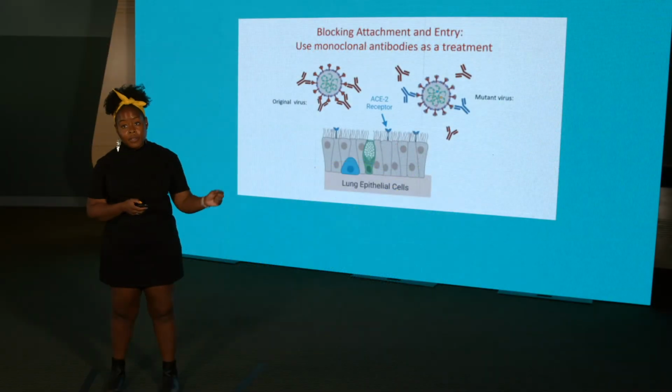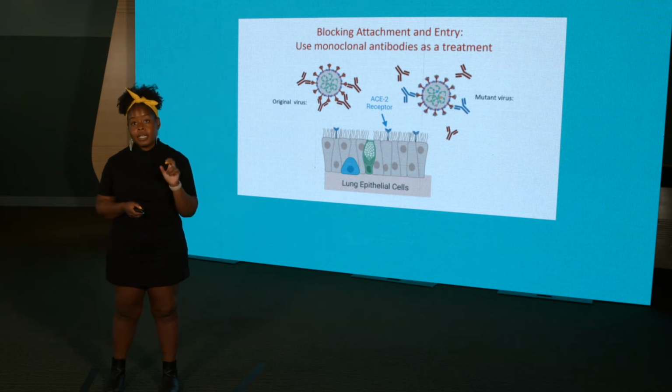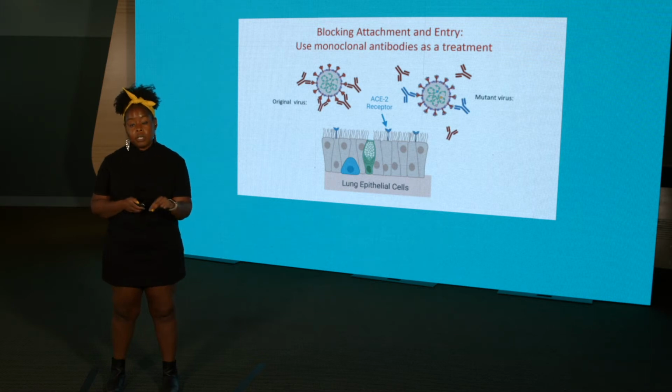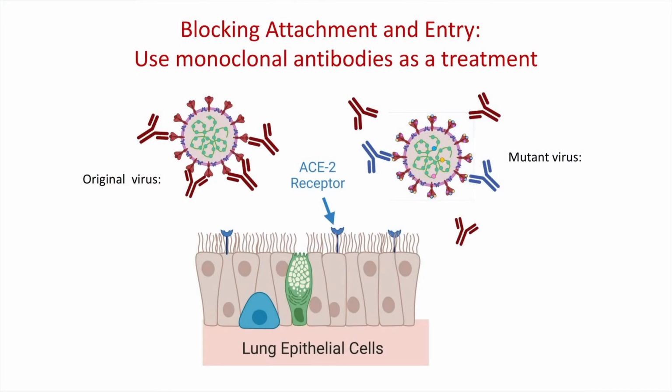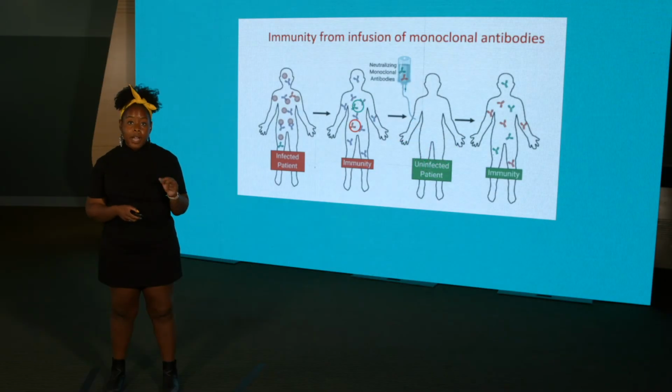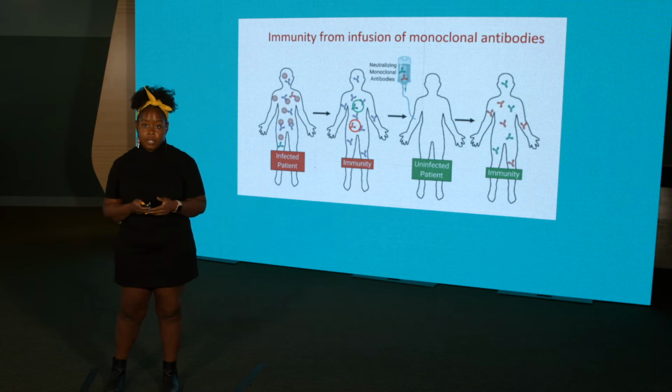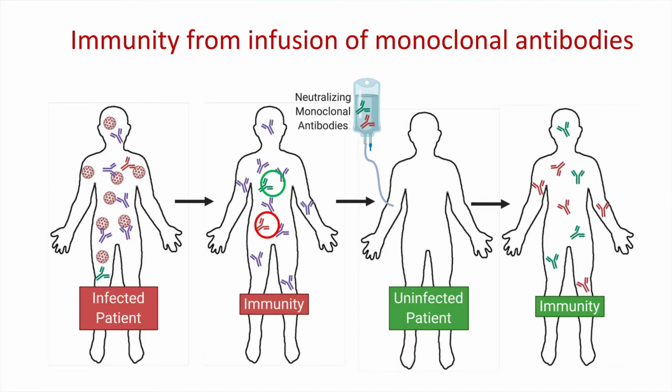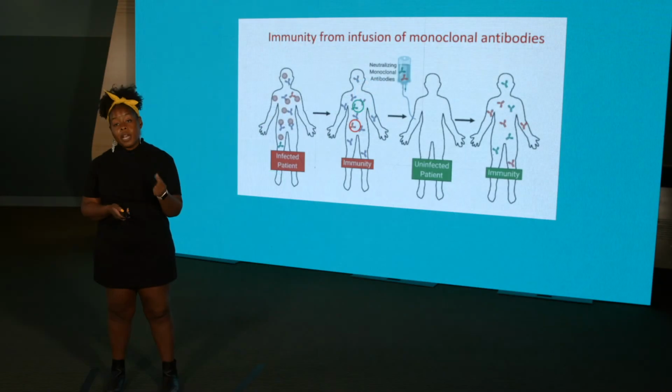So how might you block attachment and entry? Well, as we talked about in the previous lecture, the body generates antibodies against the spike protein that can then prevent the interaction between the spike protein and the ACE2 receptor and prevent the virus from even entering the cells to begin with. And so this sort of treatment is called monoclonal antibodies. And we can take antibodies that are generated against the spike protein and then give them to patients in order to prevent the virus from infecting cells. This is exactly one of the strategies that's been used as a treatment for COVID-19. What you can do is take antibodies from an infected patient who has immunity and then infuse these antibodies into an uninfected patient that will now be immune to the virus without having had to be infected themselves.